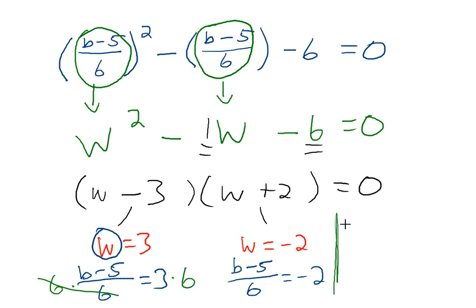And so we end up with, I'm going to continue over here. I think I have enough room to do this. We'll end up with b minus 5 equals 18. And then we'll add 5 to both sides to solve it for b. And we get b is equal to 23.